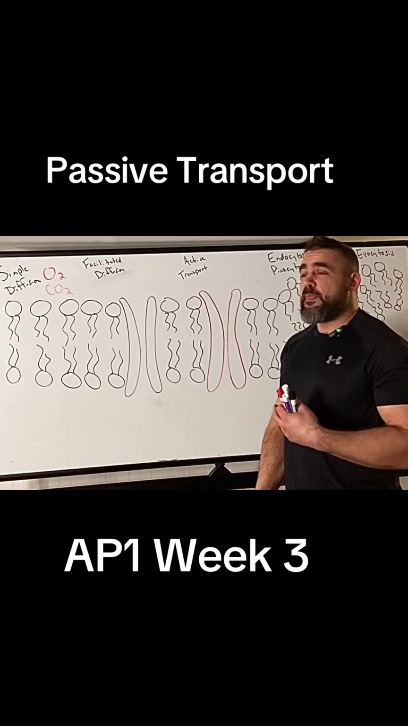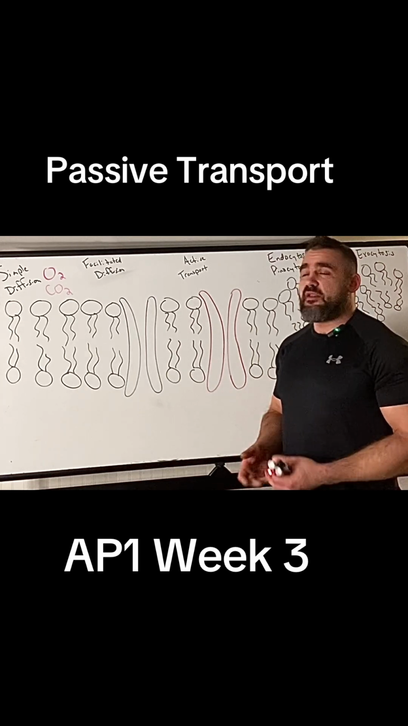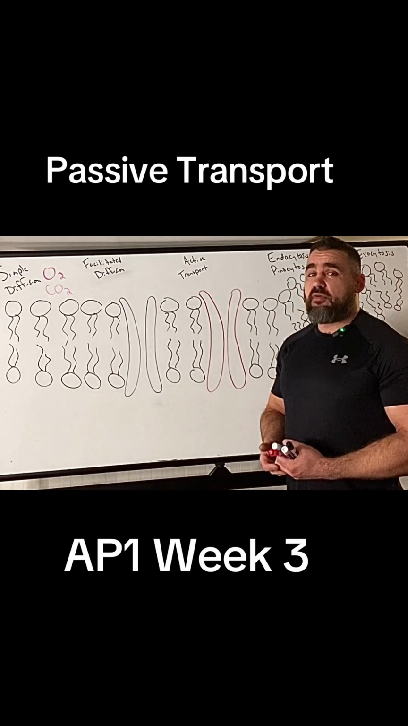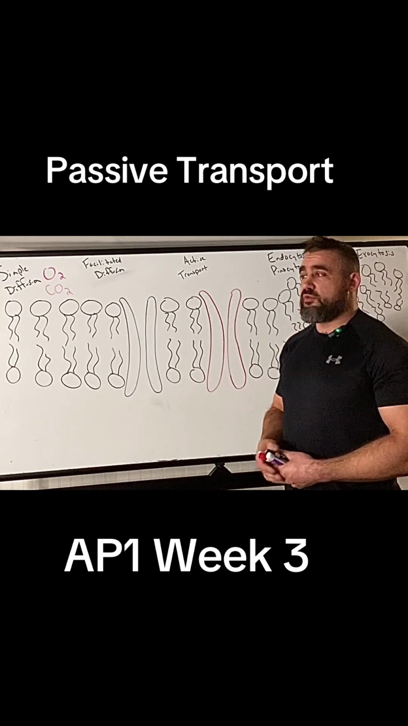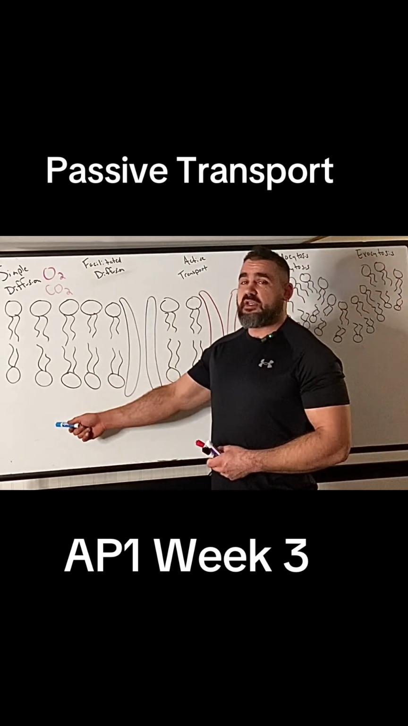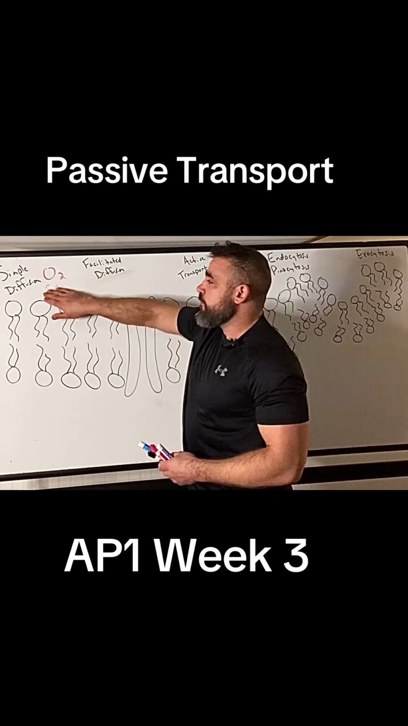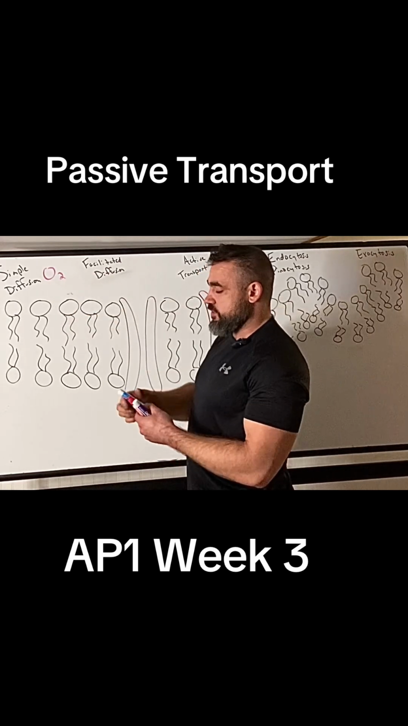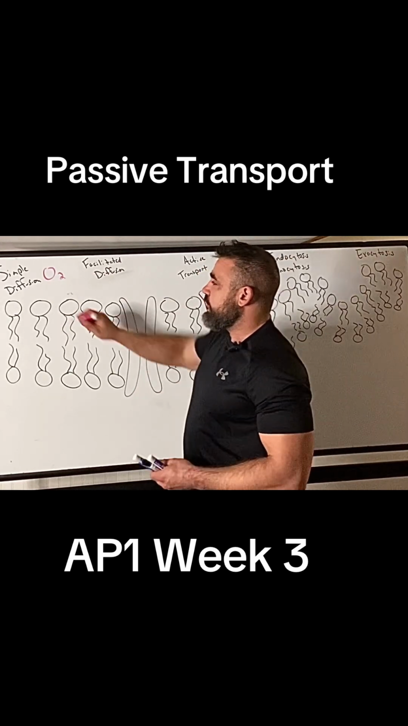Now CO2, same thing. If the cells are making lots of ATP and using up all this oxygen, the two byproducts of that process are CO2 and water. So CO2 is going to want to move out of the cell for the most part and travel from intracellular to extracellular. So generally oxygen is just moseying right on through this way.